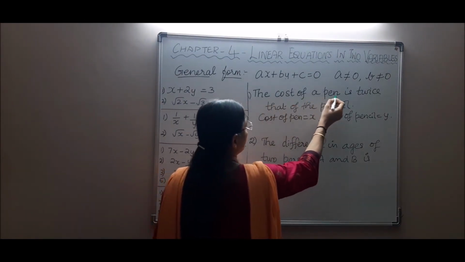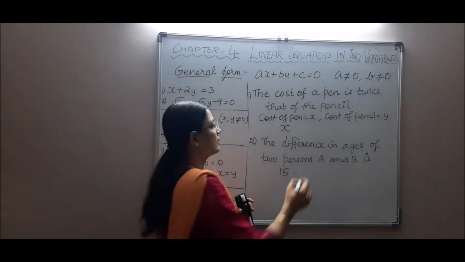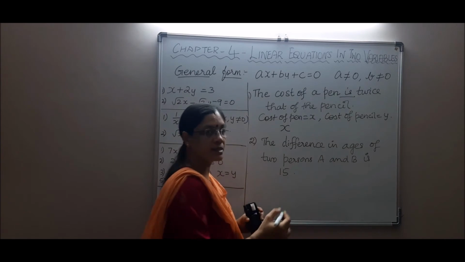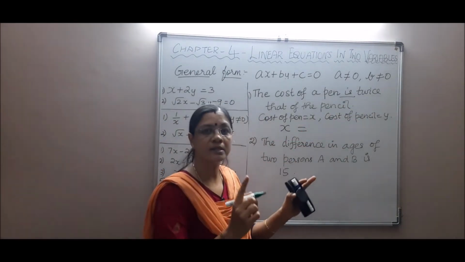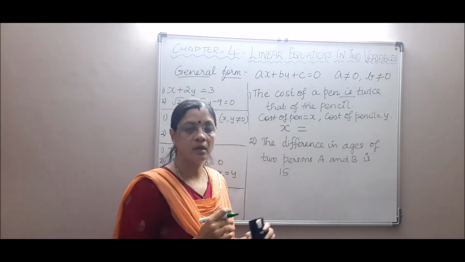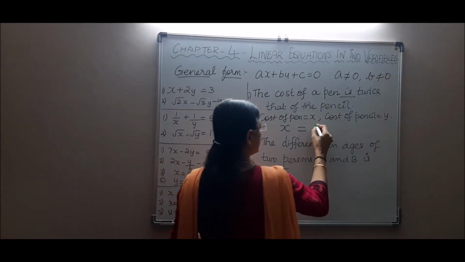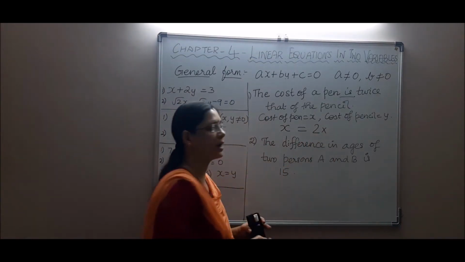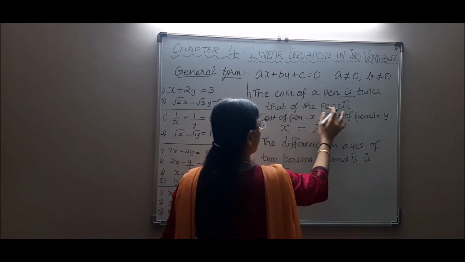See, the cost of pen. What is the cost of pen? That is X is equal to twice. What is twice? If anywhere you see twice, thrice, double, triple the value, twice means 2 into, thrice means 3 into. So twice that of pencil.